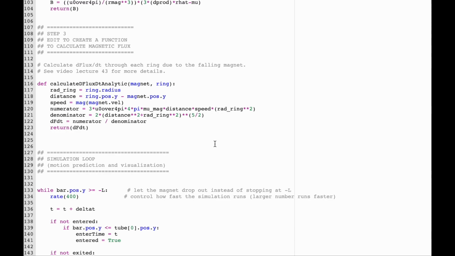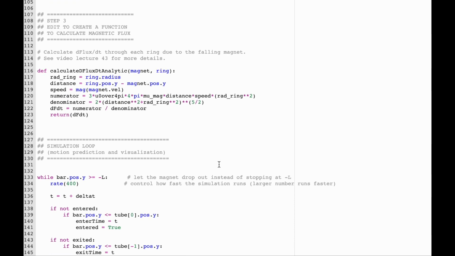The way we're going to calculate this is by taking a ring, or a small piece of the tube, and the magnet, finding the d-flux dt of that, and then iterating through to find the total. We start with a radius for one of the rings, finding the distance between that ring and the magnet. We take the speed of the magnet as it's falling down, so the speed at a given time, and plug it into that formula that we showed earlier, and that will give us the d-flux dt.